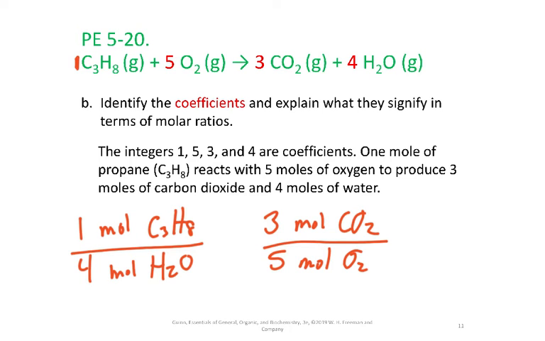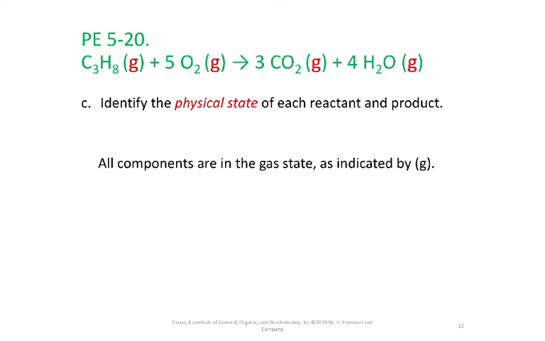Okay, so any of these can be turned into what we call a mole ratio, and we will spend some time looking at mole ratios a little bit later on, but we can hint at it already when we see the coefficients here. Okay, part C asks about the physical state, and so we can see in this case all of them are in the gas state as indicated by the G. Other options would be S for solid, L for liquid, and aqueous for dissolved in water.